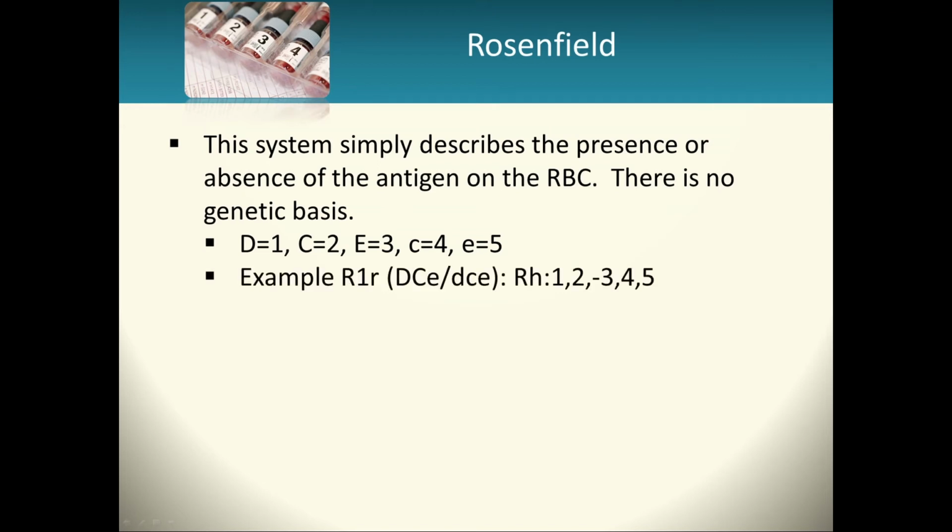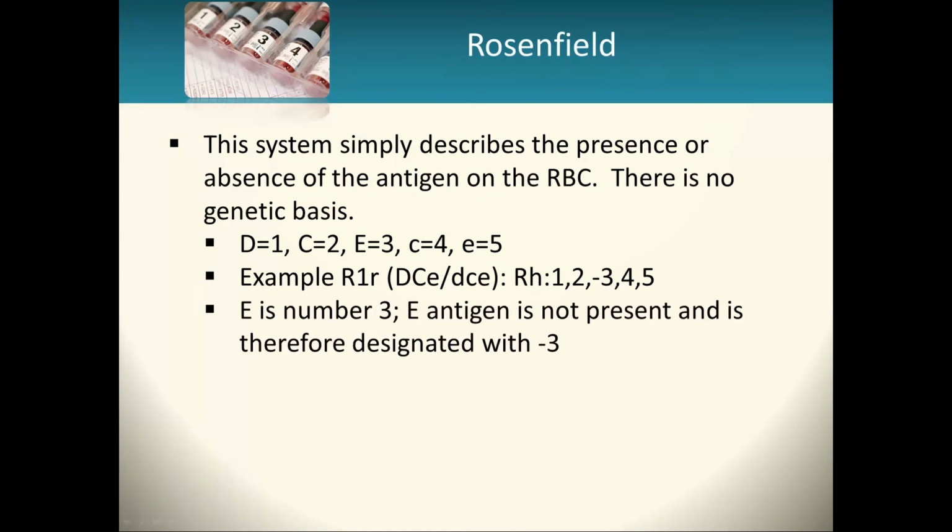In the example shown of an R1 little r person, in Rosenfield, this would be written RH colon 1, comma 2, comma minus 3, comma 4, comma 5. And this shows that the D, big C, little c, and little e antigens are present, but the E antigen, big E antigen, is not.